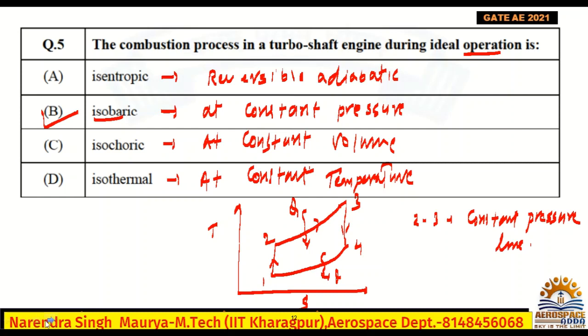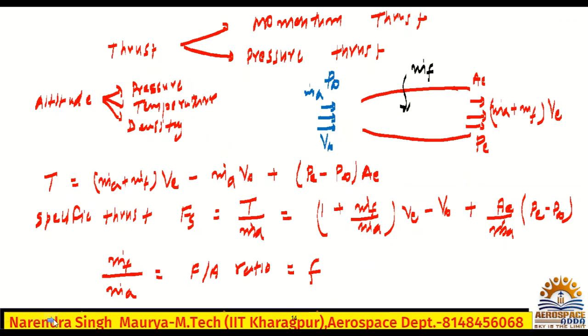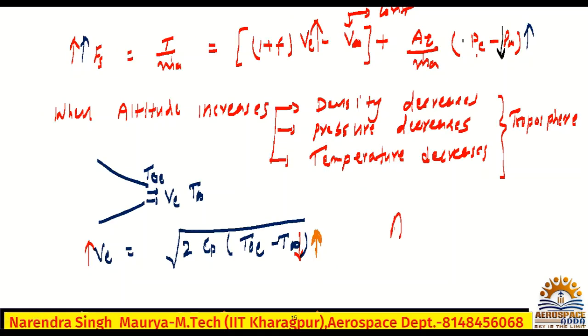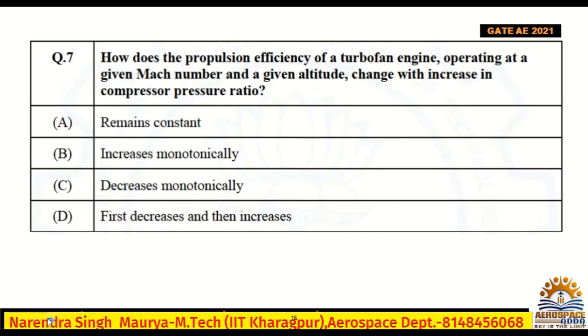Yes or no? Here also, what was the answer? Answer was option B. Answer is A. All right. Increases. Anyway, we'll go for the next question. This is the next question. Check.